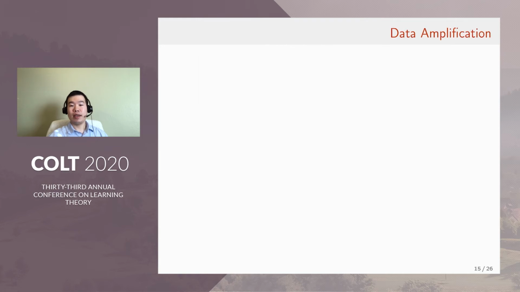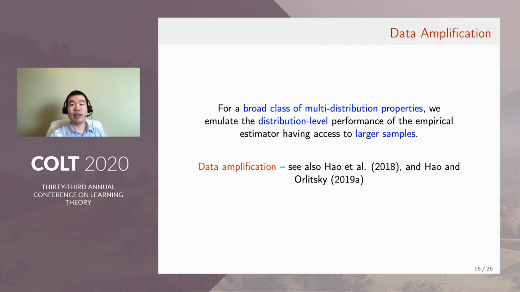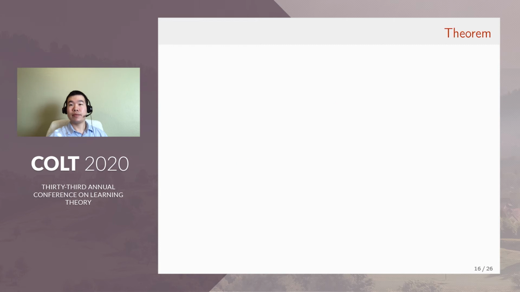Okay. So then, data amplification. This is the main idea in this paper. For a broad class of multivariate multi-distribution properties, we want to emulate the distribution-level performance of the empirical estimator having access to larger samples, right? Basically, if an estimator has access to more samples, then we expect that its performance is going to be better, right? And this idea actually appears in some other prior works, so you can check it out.